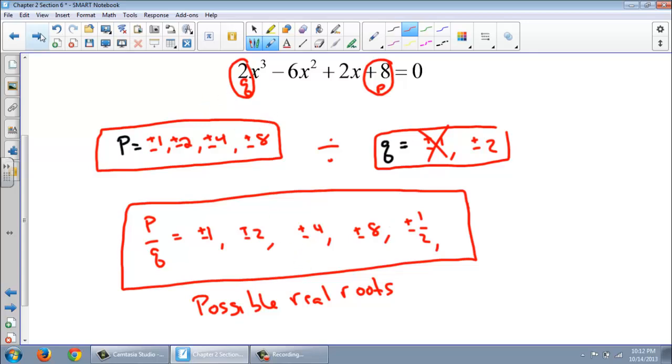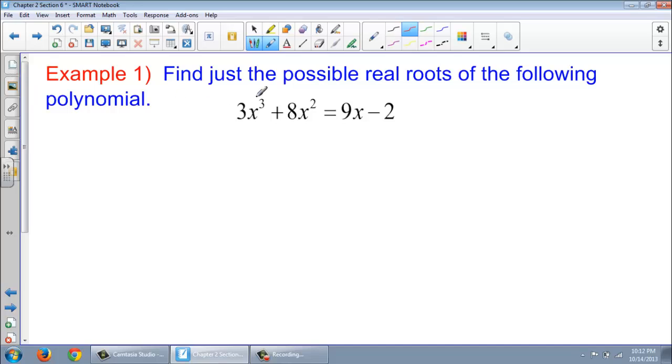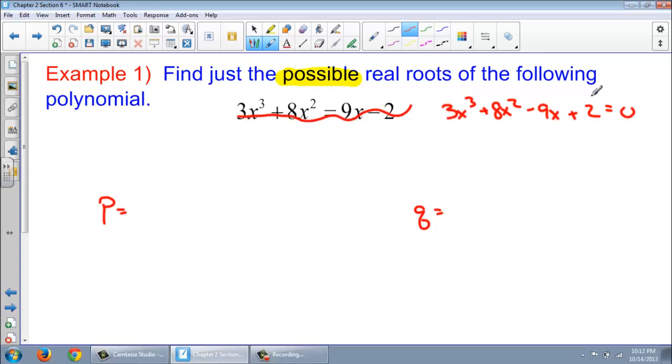Okay, so let's try another example. It says find the possible real roots. So when it says possible, all you're doing is finding your P's and Q's. Let's do it again. Now, this equation, we have to rearrange it. So I'm going to do 3x to the third plus 8x squared. How do I get a positive 9x on the left? I subtract it. And how do I get a negative 2 on the left? I add it. So now I'm no longer going to use this one. I'm going to use this equation right here.